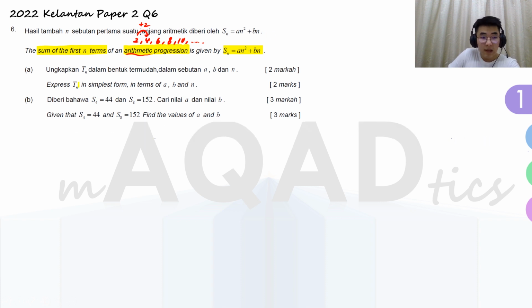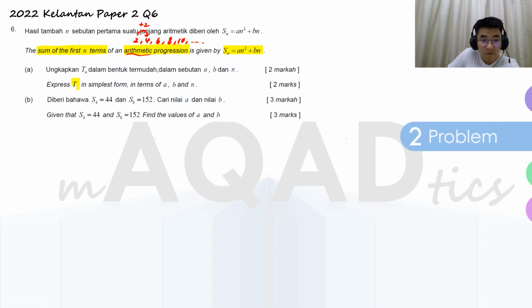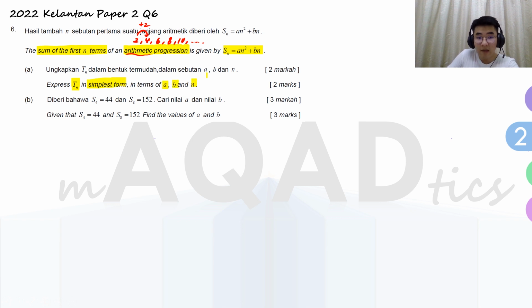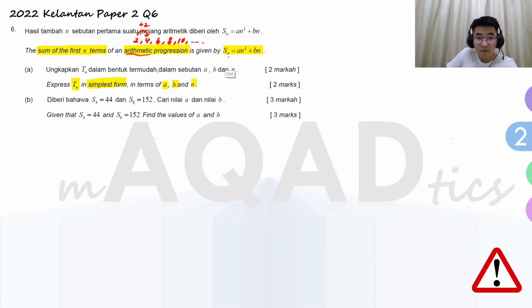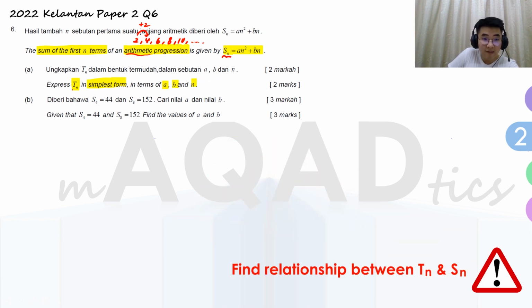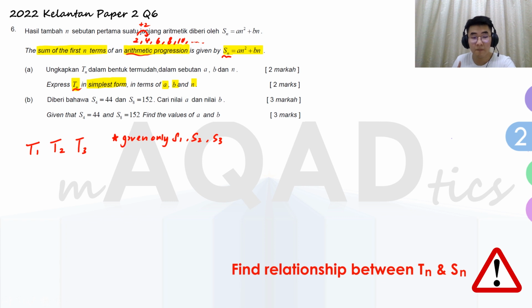So going to part A, we need to find the expression of Tn in the simplest form in terms of a, b and n. All these unknowns are from this equation. Here we don't have a clue for Tn, but they've given a clue for Sn only. So it suggests we find the relationship between Sn and Tn. Right, so how do we find the relationship? We can use this example.